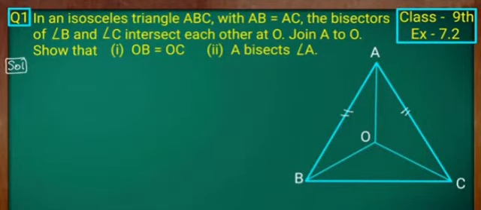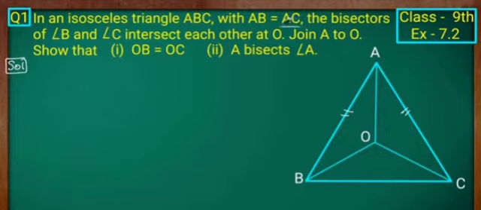Okay, question number 1. In an isosceles triangle ABC with AB equal to AC, the bisectors of angle B and angle C intersect each other at O. Join A to O, show that OB equal to OC and AO bisects angle A.